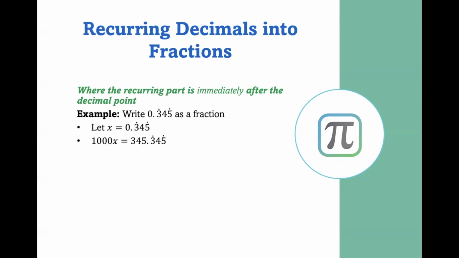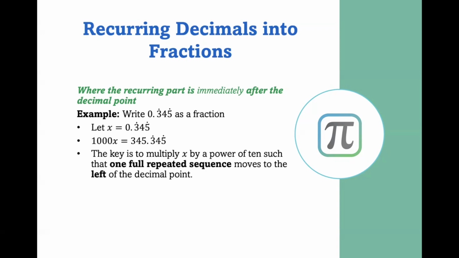And that gives 345.345 repeating. As mentioned, the key is to multiply x by a power of 10 such that one full repeated sequence moves to the left of the decimal point. And the reason we do this is because we can then subtract to eliminate the repeating part.